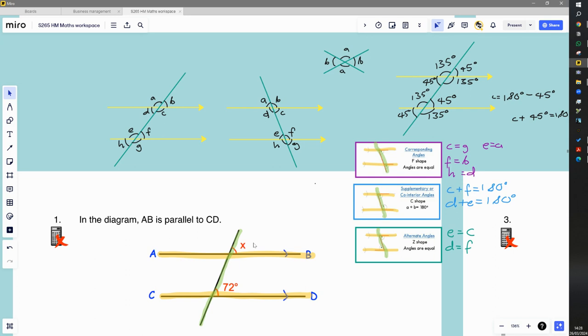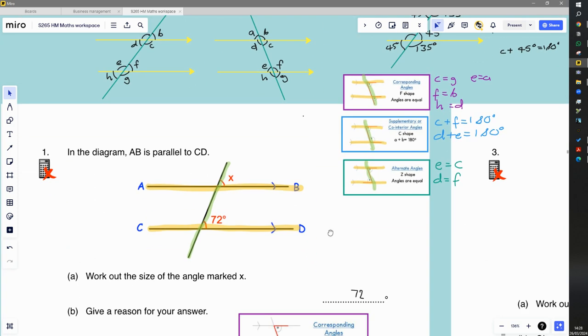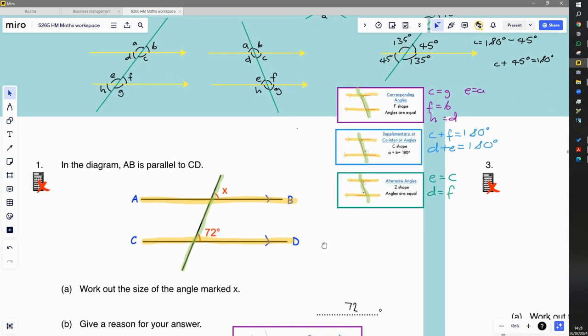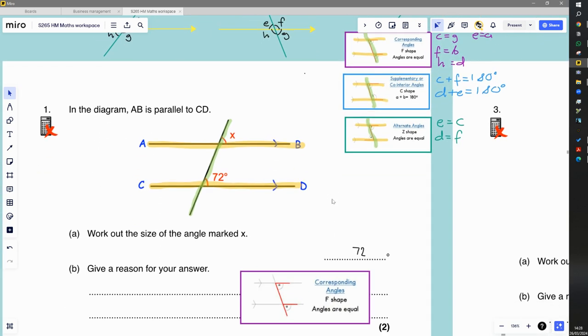The first one is relatively easy. We should just find the value of x. So you want to pause the video and see if you can work that out. And hopefully you found out it was 72 degrees. Now, what is the reason? Because they're corresponding. So you might write a sentence something like: x is corresponding to this angle, 72 degrees.